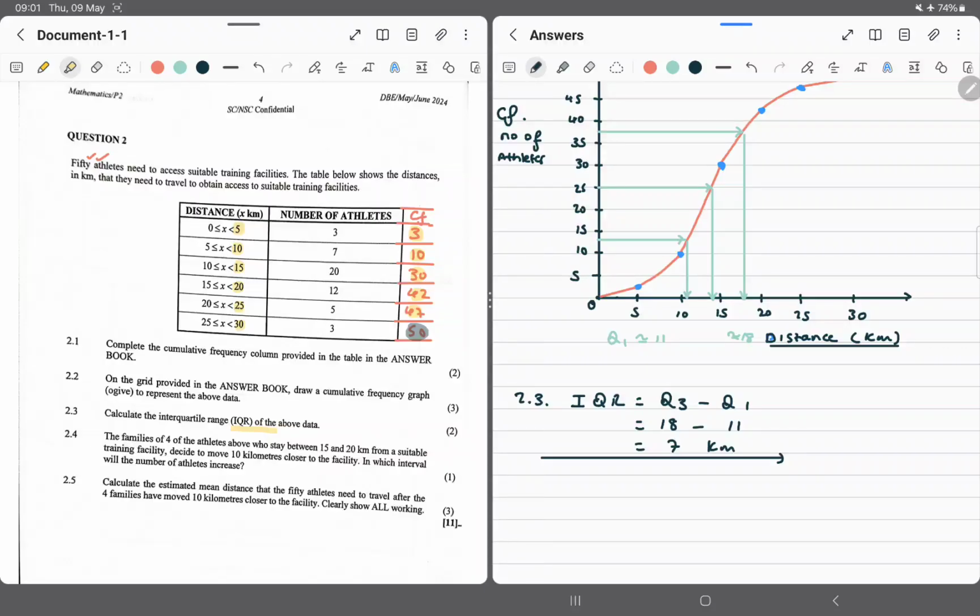Kilometers. So this is going to be approximately 7. Obviously, guys, this is an approximation. It's not an answer. It's an approximation. So that is the best I can do.